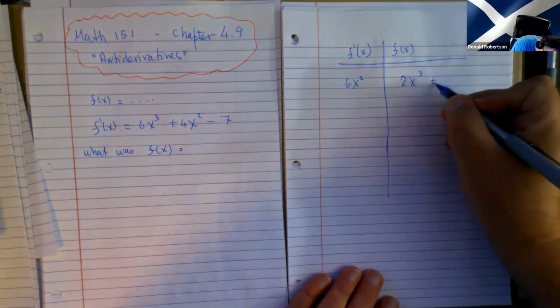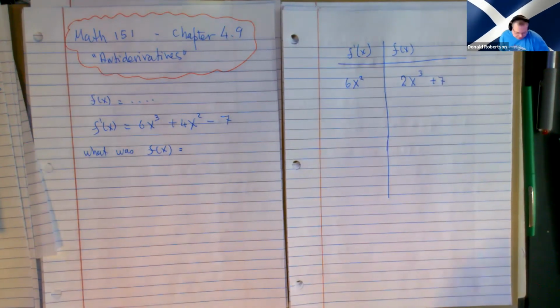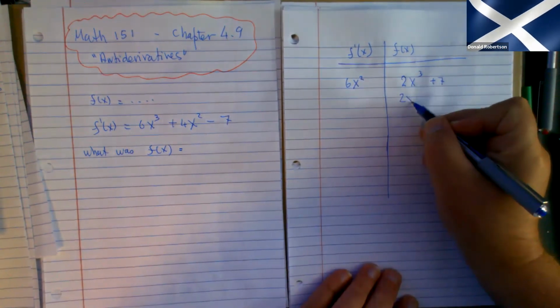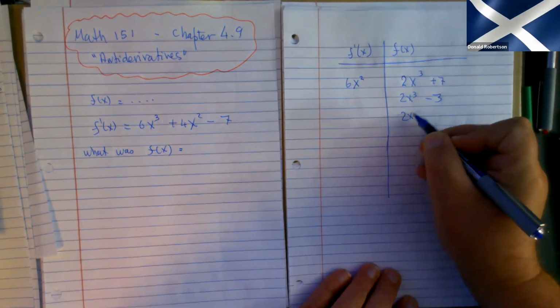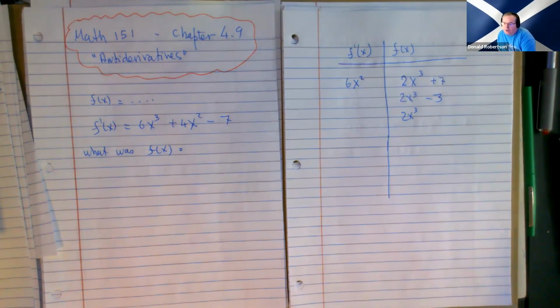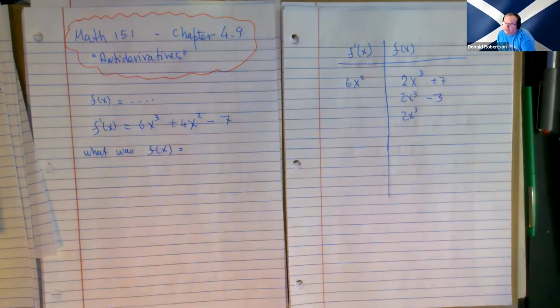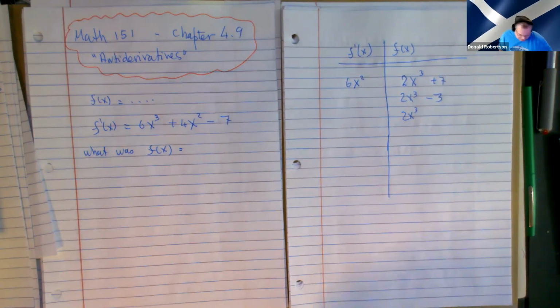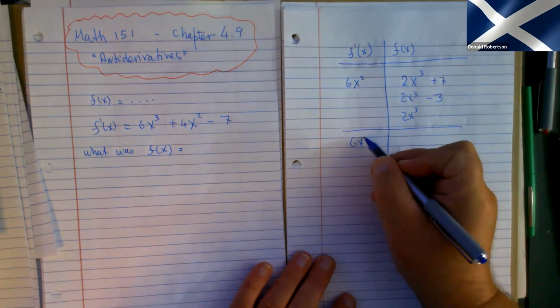But couldn't it also be 2x cubed plus 7? Couldn't it also have been 2x cubed minus 3? Couldn't it just have been 2x cubed? Aren't there lots of answers whose derivative is 6x squared? So how do we cope with the fact that there are going to be more than one possible answer?